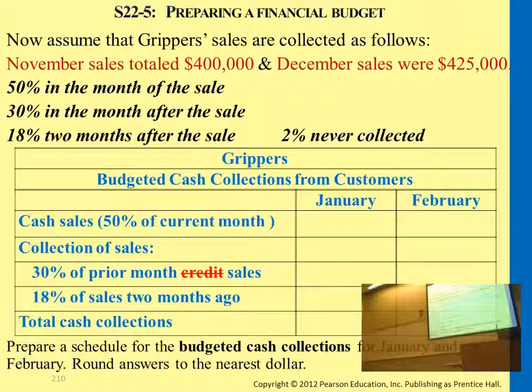$765,000, and then you get 30% of December's, which is $127,500. Then you have 18% of November's. Okay, so 18% of November's will be $72,000 for January. For February, same logic. You'll be collecting half of what is sold out this month, then 30% of what is sold out in January, 18% of what is sold out in December.